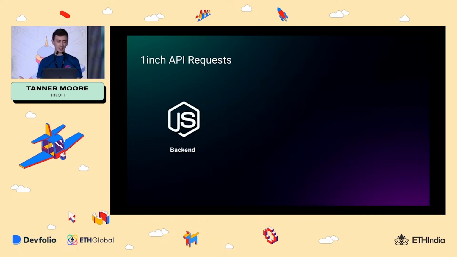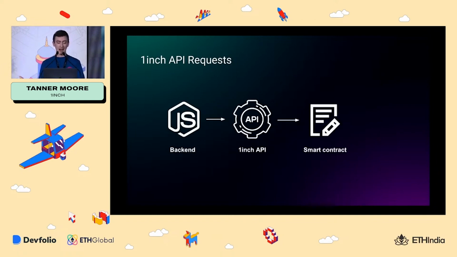What you actually want to do is your backend needs to make a call first to the 1-inch API with the token input, token output, and the amount. That will get you the call data you need, and then you can pass that into your smart contract, which will eventually make the call to the 1-inch router.